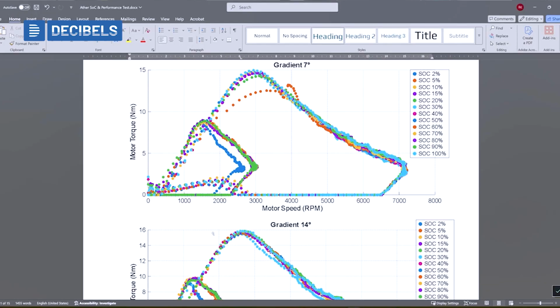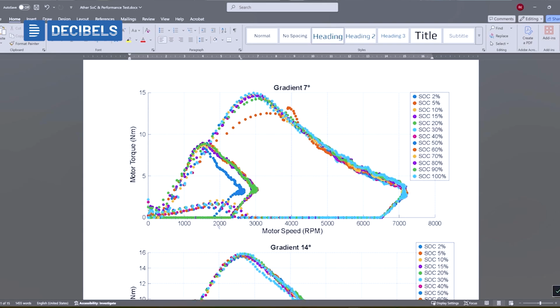So by this we can also tell, even in the lower SOC condition, what the vehicle performance can be, whether there is a ramp and whether you can go up this ramp or not.